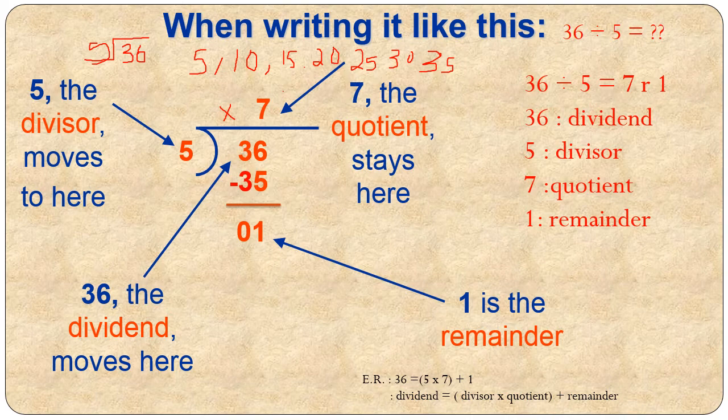The Euclidean writing is what? It's an equation. We write it in this form: dividend equals divisor times quotient plus remainder. It's called the Euclidean writing. How do I write it from the following operation? We write dividend 36 equals divisor 5 times quotient 7 plus what? Plus 1, which is the remainder. So it's clear? Okay, let's continue now.